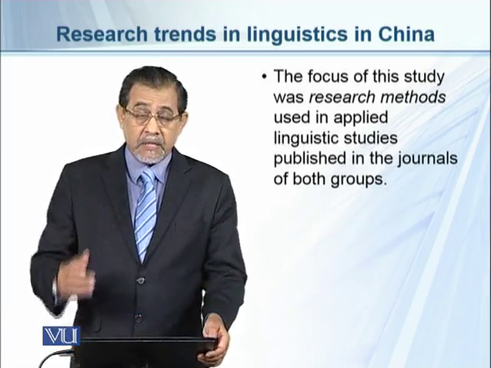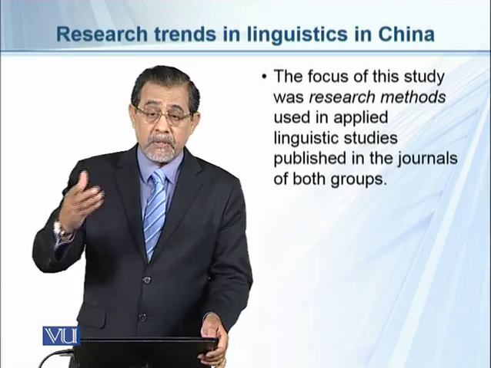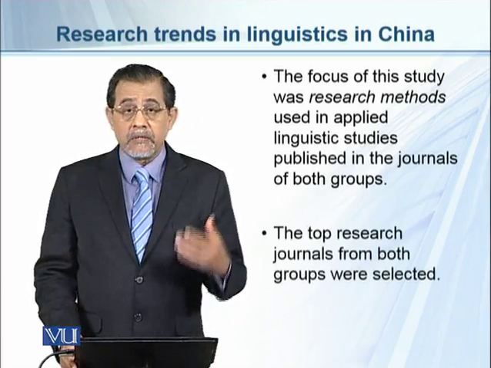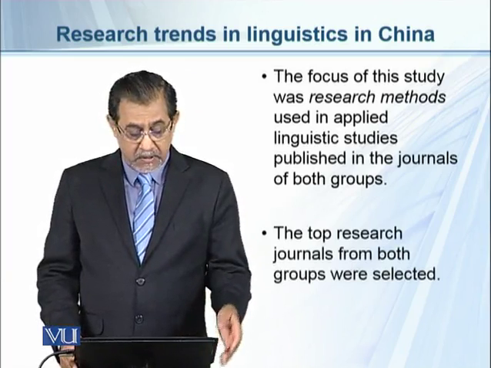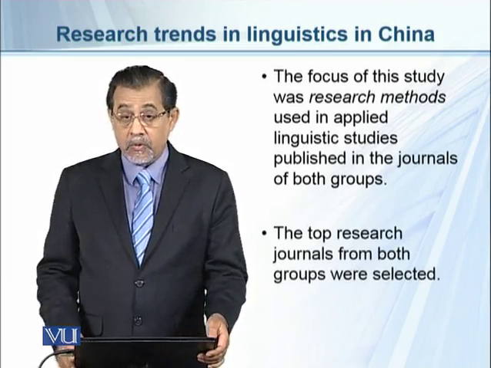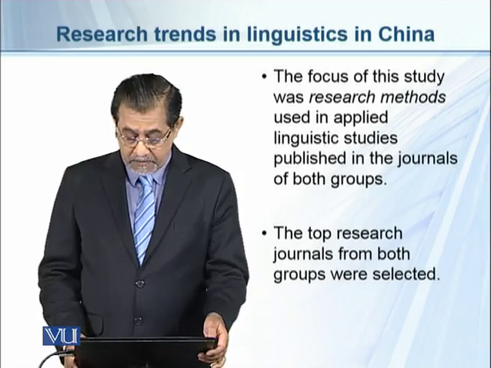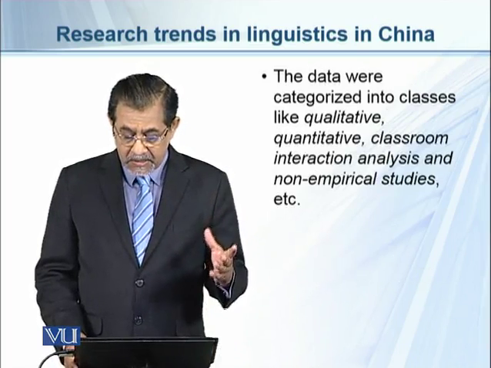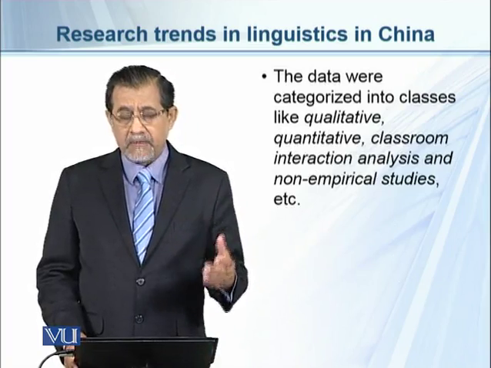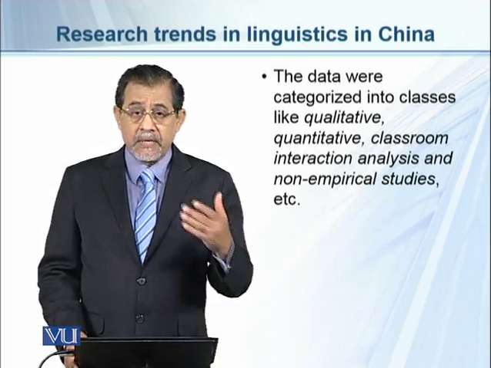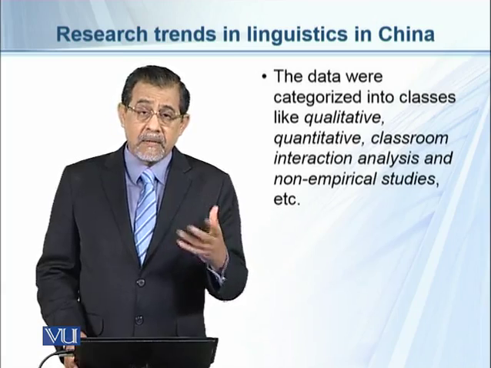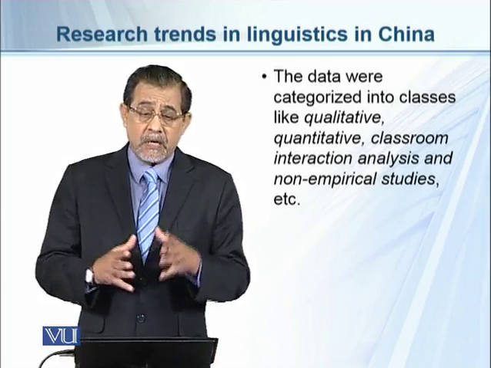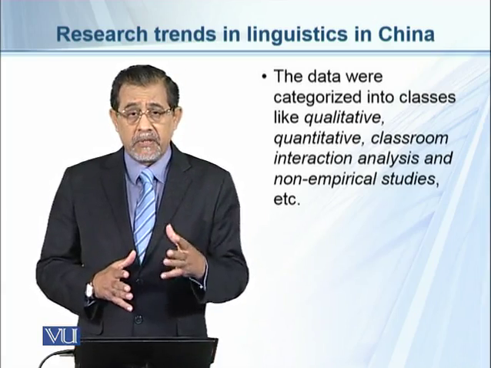And obviously they observed the same in the West group. The top research journals from both groups were selected to know what the trends are. The data were categorized into classes like qualitative, quantitative, classroom interaction analysis, and non-empirical studies. So they were the main topics on which the researchers made their study.